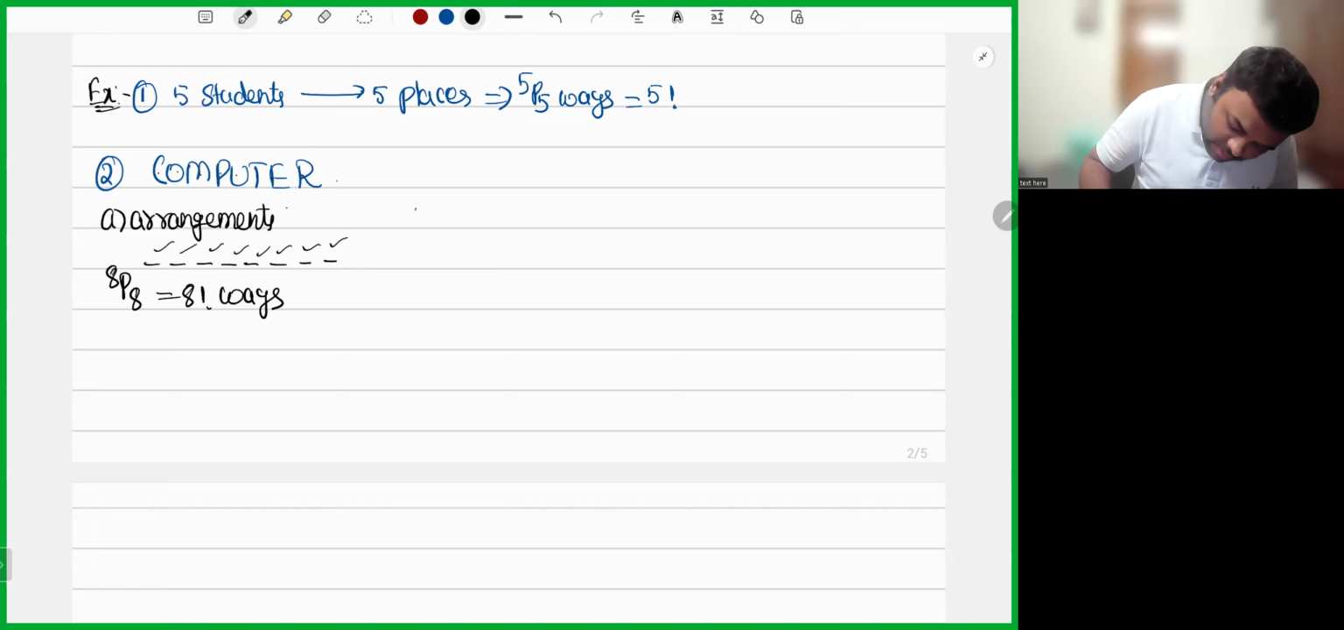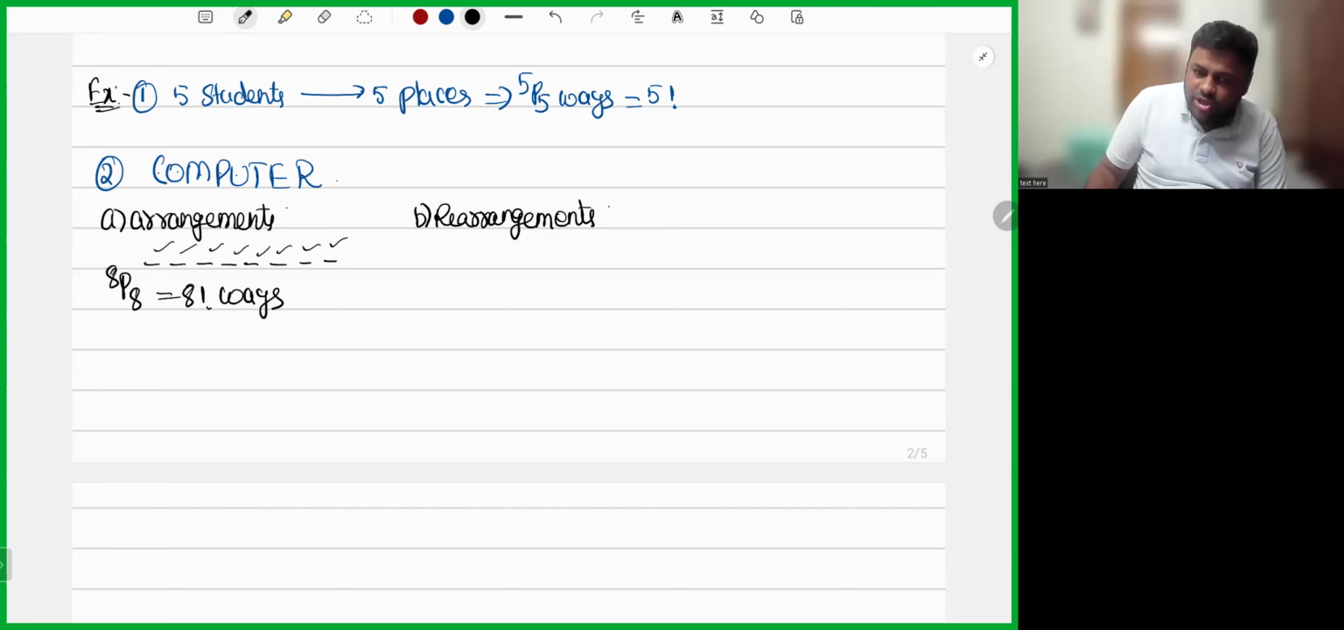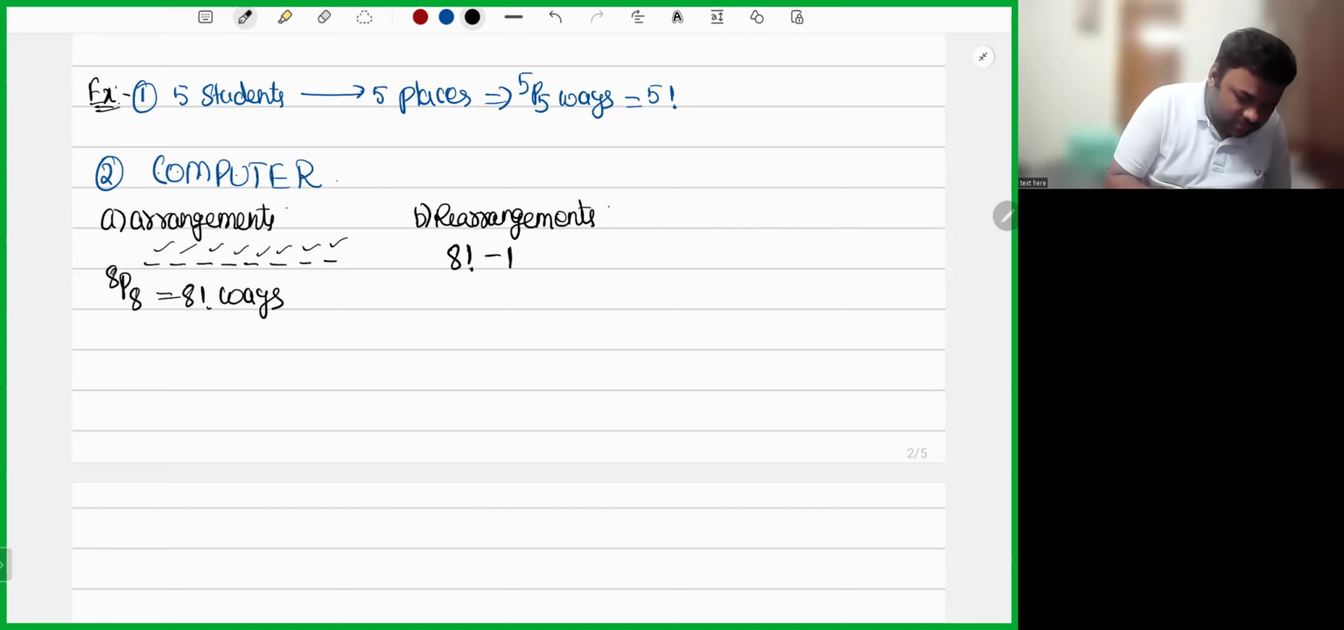Next, point number B, rearrangements. Now, what do you mean by rearrangements? Rearrangements means the same word should not come again. When the same thing should not come again, I will remove that one possibility. So, rearrangements will be 8 factorial minus 1. Okay.